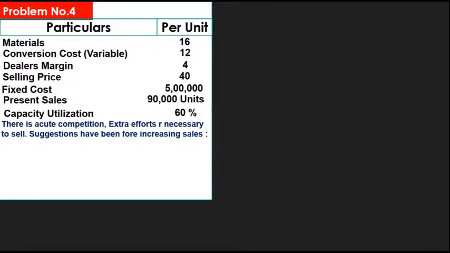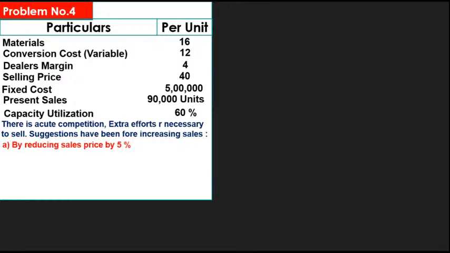Okay. He asked you to increase the sales. Which steps are to be taken by you? How to increase the sales? He requests you. The problem asks you to calculate how to increase the sales. There are two options to increase the sales.